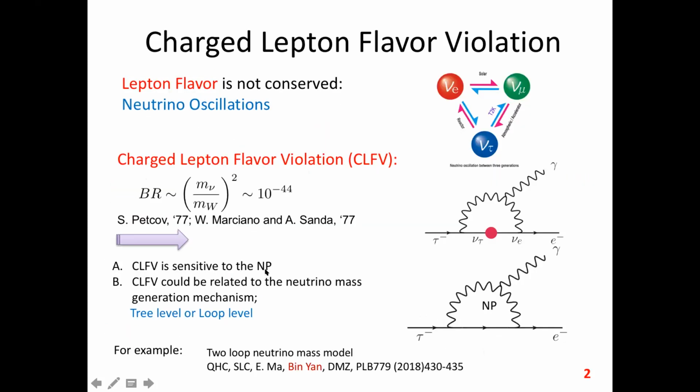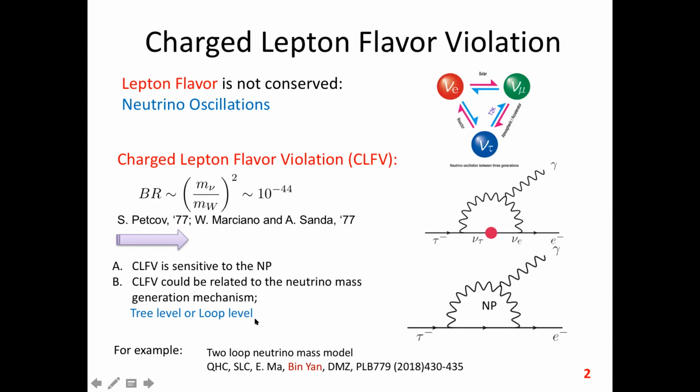And then we could test the new physics through this charged lepton flavor violation process. On the other hand, since the charged lepton and the neutrino form a doublet in the standard model, the signal could also be related to some neutrino mass models, for example, at tree level or loop level.